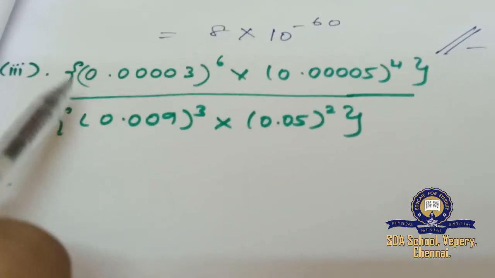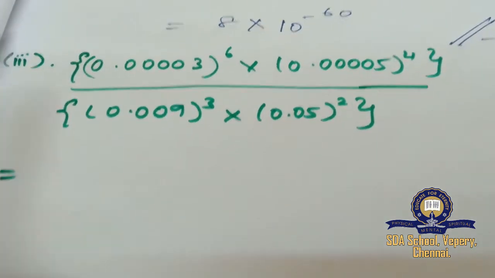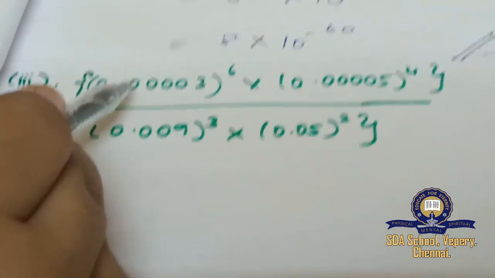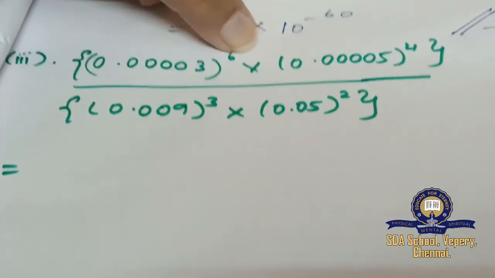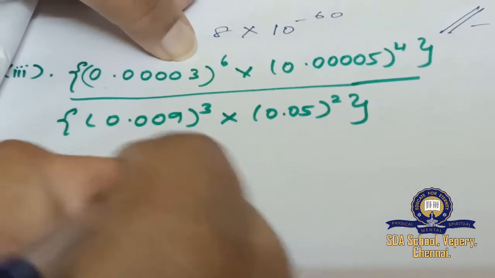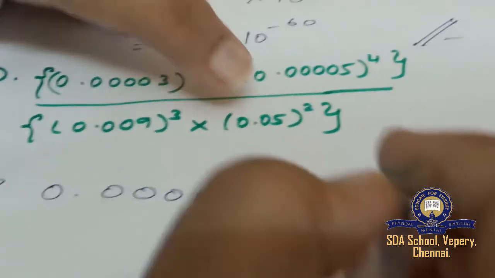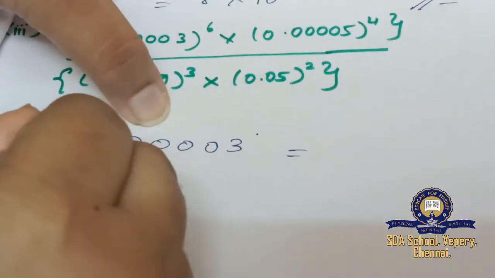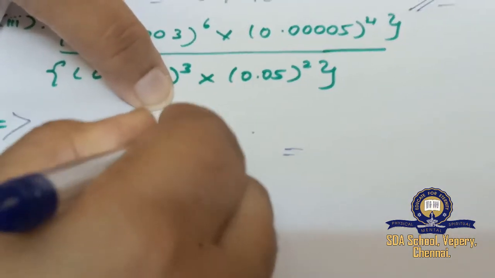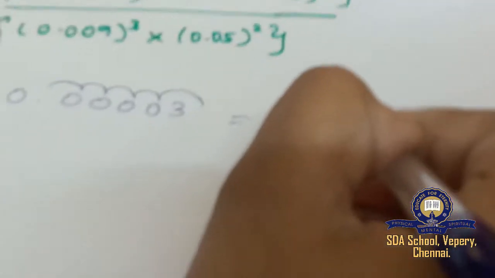Subdivision 3. The question is this. First of all, I will not consider the powers itself. I will just take this. What will I get if I do this? 0.0003, the whole power 6. Forget 6 for the moment. So I have to convert this into scientific notation. What will I do is 1 2 3 4 5, so the decimal point comes here. So it will become 3 into 10 power minus 5.